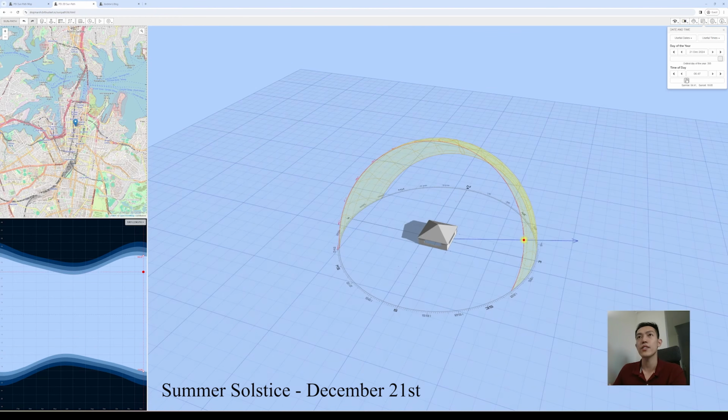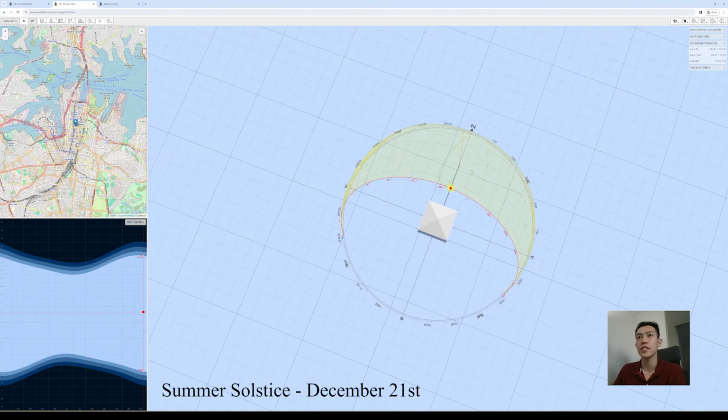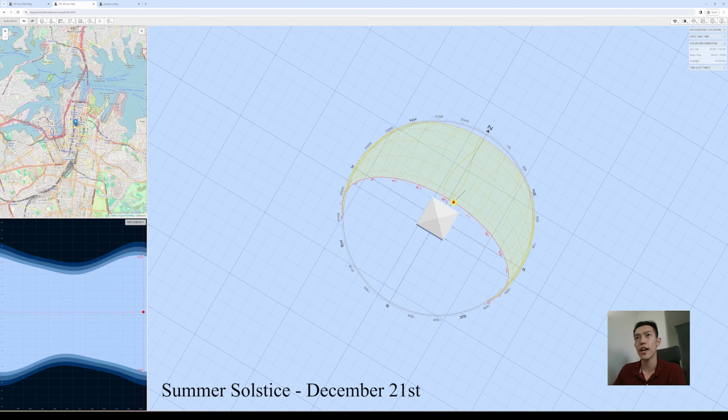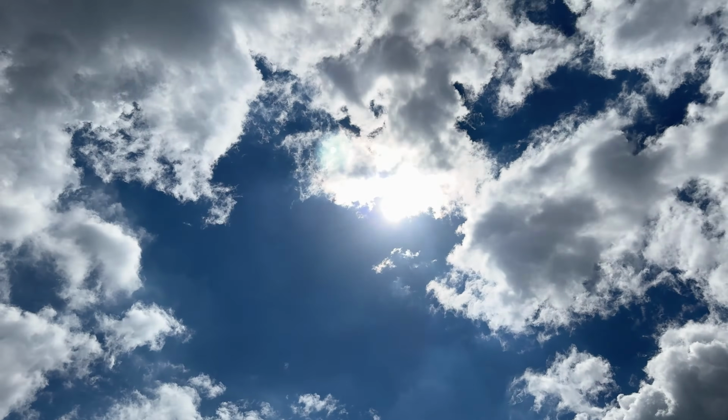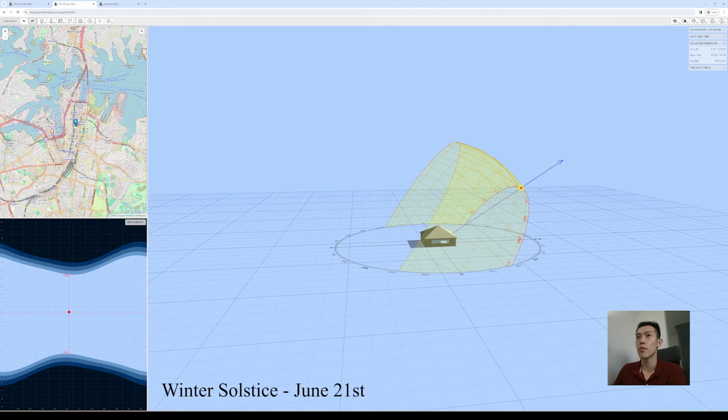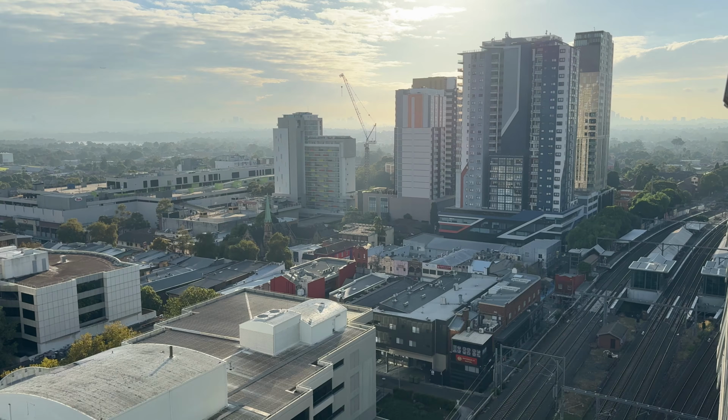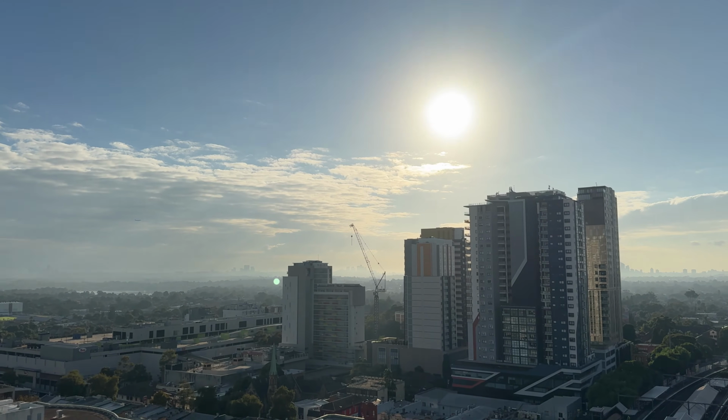But I want you to look at how high the sun gets when it gets to noon. So you can see that's almost directly above the house. Compared to when it was in the winter solstice, it's a bit more further out. And I need you to remember this because we'll talk about this in the third part of the video.